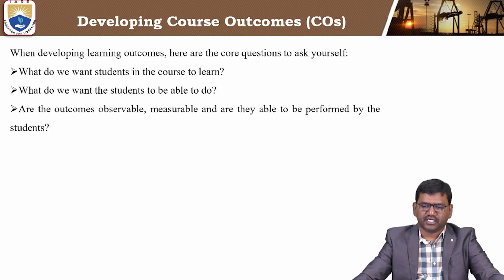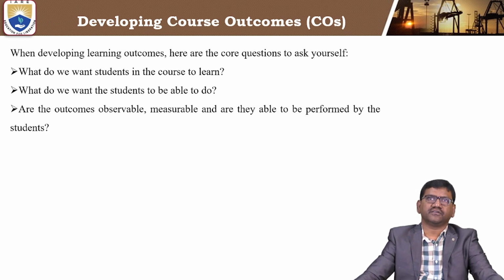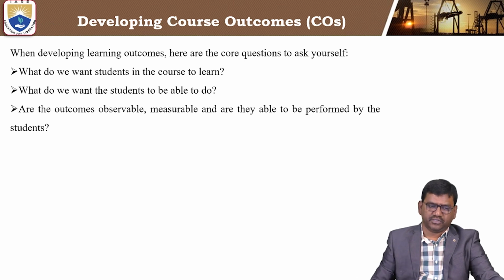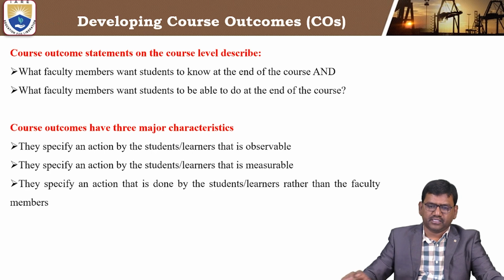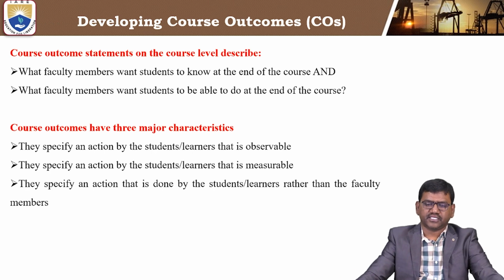So when developing the course learning outcomes, here are some core questions to ask yourself. What do we want students in the course to learn? What do we want the students to be able to do? Are the outcomes observable, measurable, and able to be performed by the students? Course outcome statements at the course level describe what faculty members want students to know at the end of the course and what faculty members want students to be able to do at the end of the course.